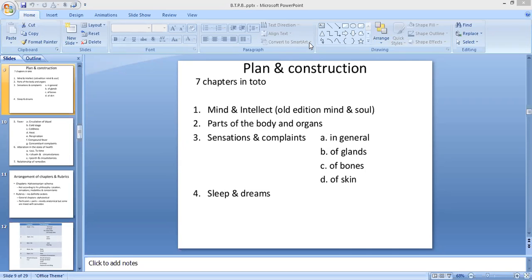About 18 out of... the total number of rubrics in this section is about 36. Out of those, the number of rubrics related to mind is 18, and the number of rubrics related to intellect is 17, and there is one concomitant.